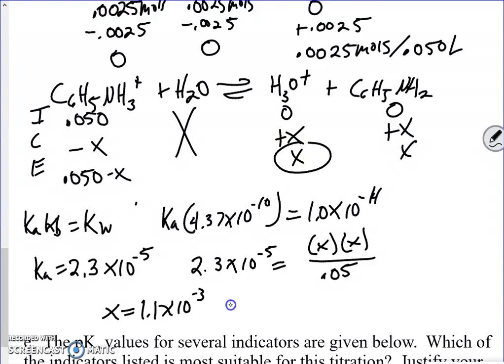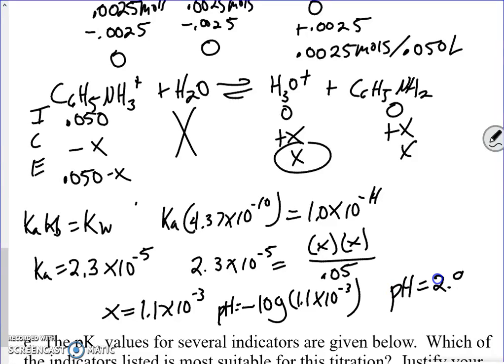Well, how do we find pH? We take the negative log of that value, and that's actually going to give us pH here because we're dealing with hydronium. So negative log of 1.1 times 10 to the negative 3rd, and we get a pH at the equivalence point for this titration of 2.97. So if you remember when we talked about titrations in class, we said if we had a strong acid, weak base titration, if you go back and look at your notes, the pH at the equivalence point is below 7. Okay?